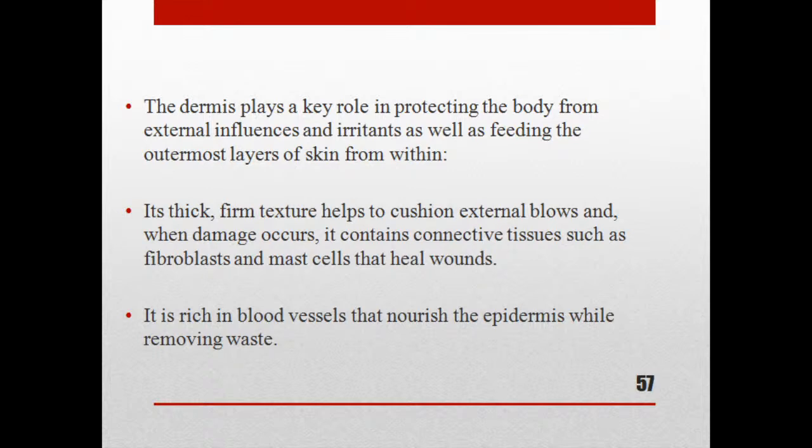The dermis plays a key role in protecting the body from external influences and irritants as well as feeding the outermost layer of the skin from within. Its thick, firm texture helps to cushion external blows, and when damage occurs, it contains connective tissue cells such as fibroblasts and mast cells that heal wounds. It is rich in blood vessels that nourish the epidermis while removing waste.